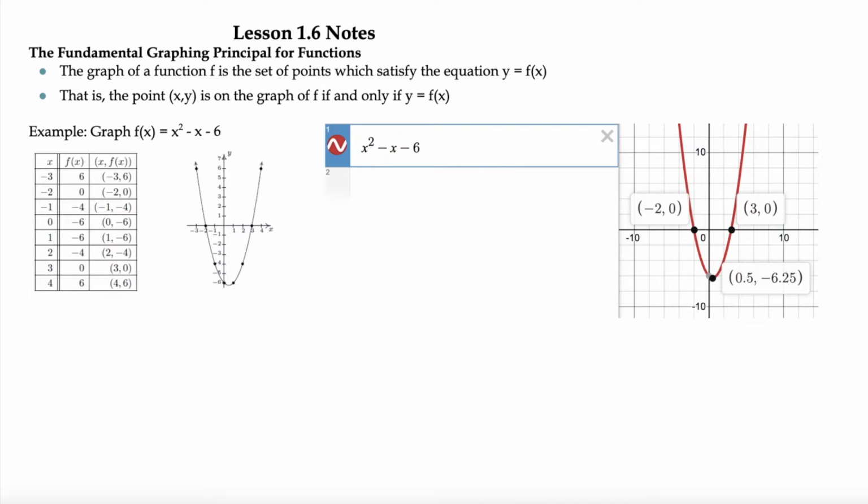First unit by talking about some graphing principles. The first one that we're going to talk about is the fundamental graphing principle for functions, which states that all points that we put into the equation satisfy the equation itself. So that is a specific point on the graph if and only if y is equal to the function itself. And there's a few different ways in which we can graph these.